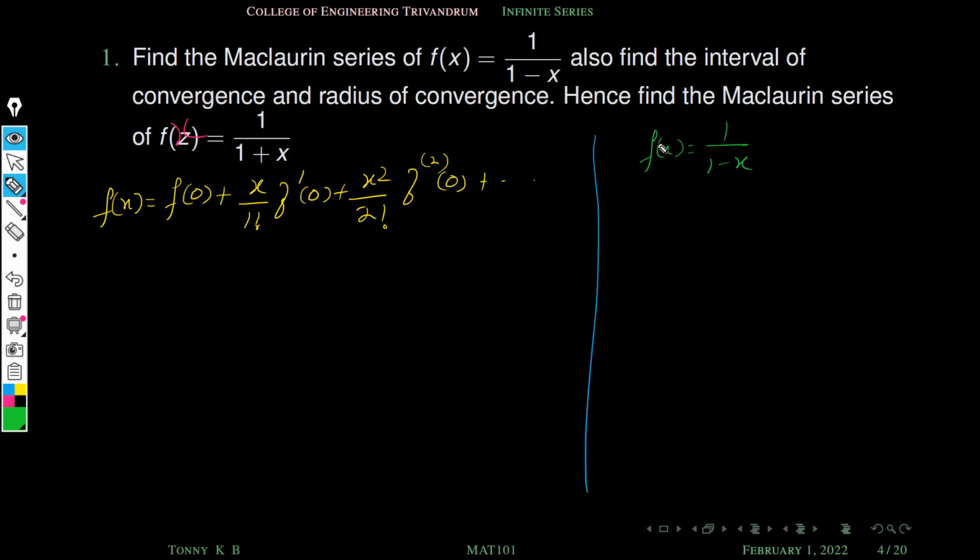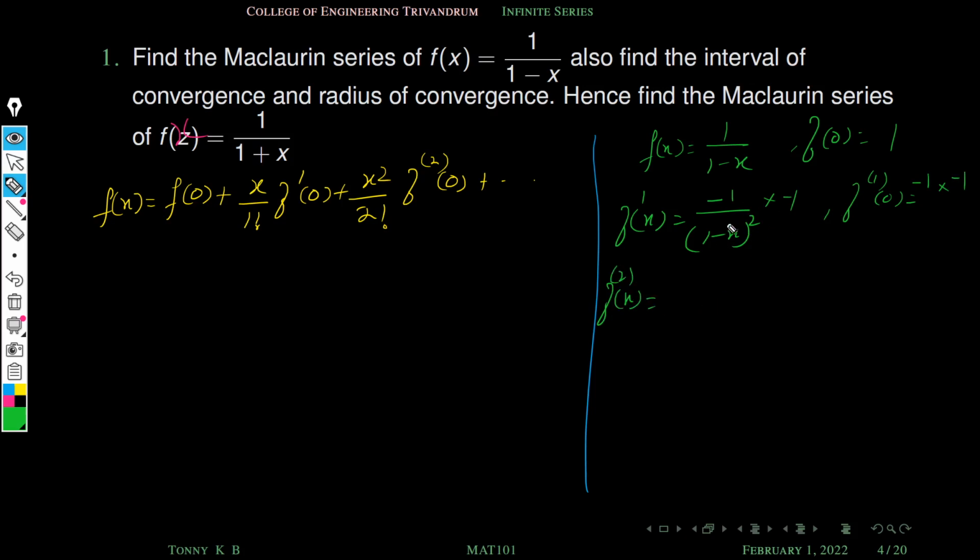So f of x is given, that is 1 by 1 minus x. What is f of 0? When x equal to 0, this becomes 1. So f of 0 is 1. Next we have to find f dash of x. What is the derivative of 1 minus x? Yes, f dash of x is equal to minus 1 by 1 minus x whole square into minus 1. So what about f1 of 0? When x equal to 0, this is minus 1 by 1 square, that is minus 1 into 1 more minus 1. Next we have to find f2 of x, the second derivative.